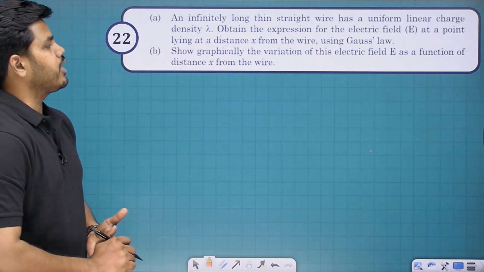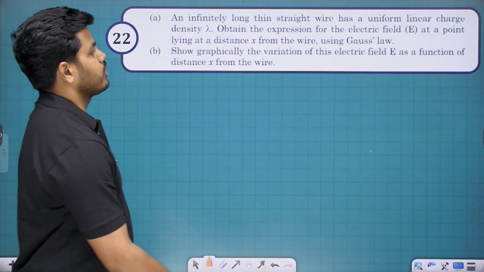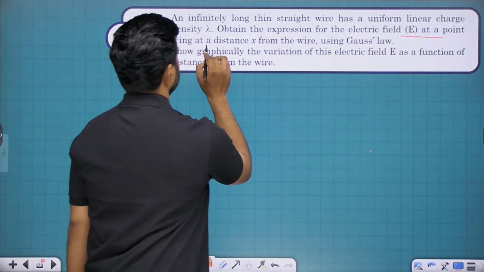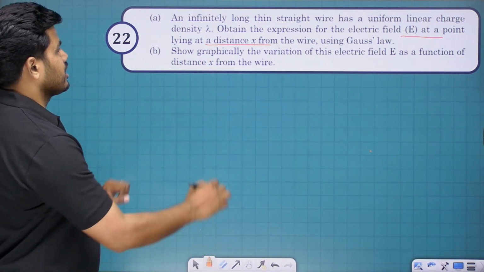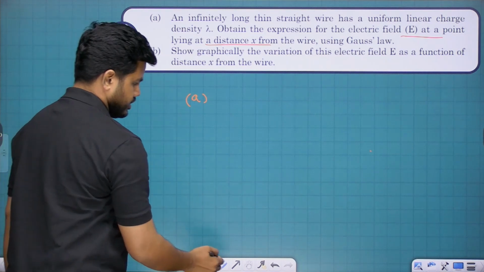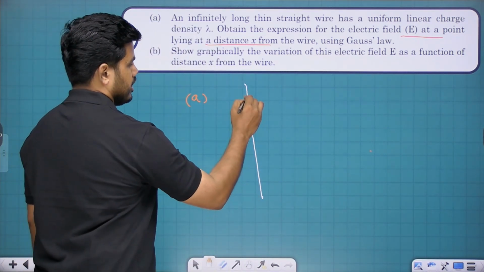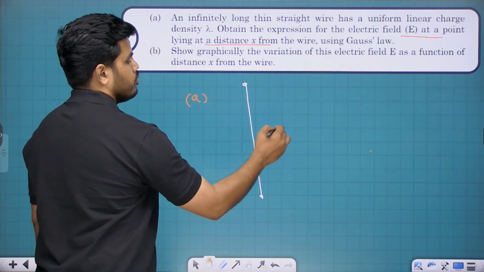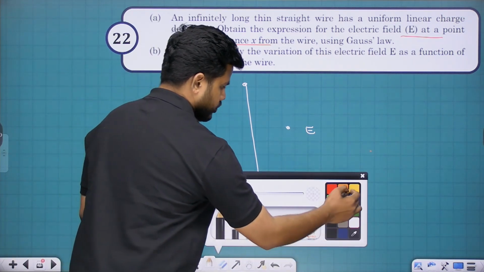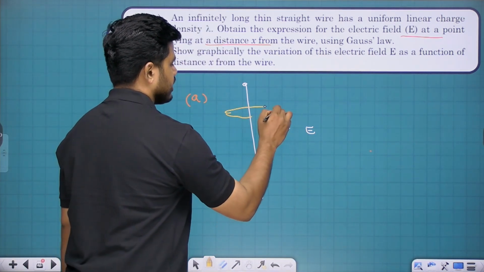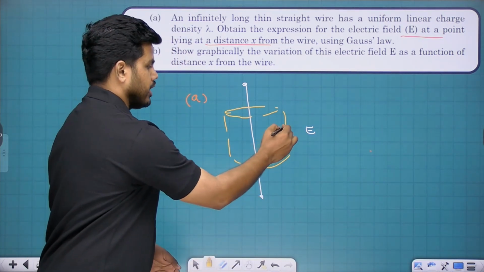An infinitely long straight wire has a uniform linear charge density lambda. Obtain an expression for electric field E at a point lying at a distance x from the wire using Gauss's law. Okay, so that derivation part we know. We have a long straight charged conductor. We have to find the electric field at a point, and we considered a cylindrical surface, right? Enclosed by that wire, and we found out the electric field here.